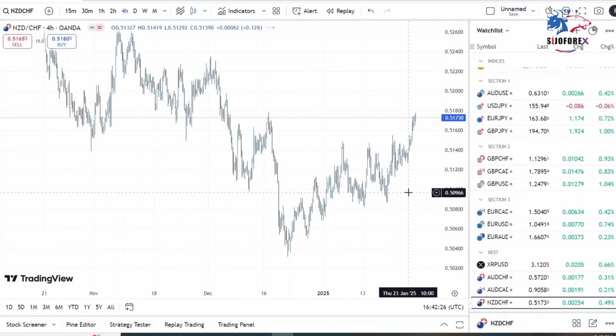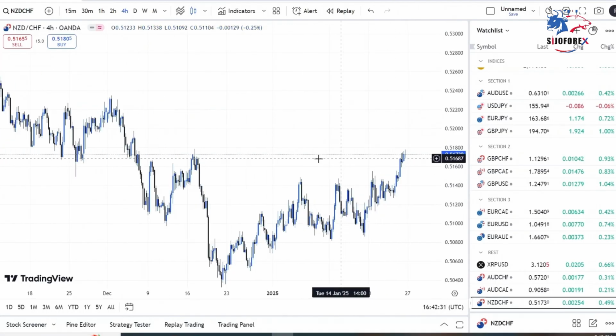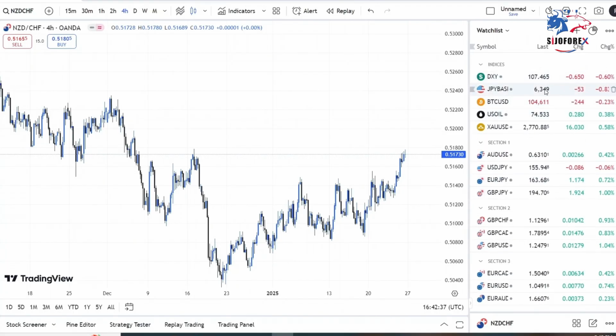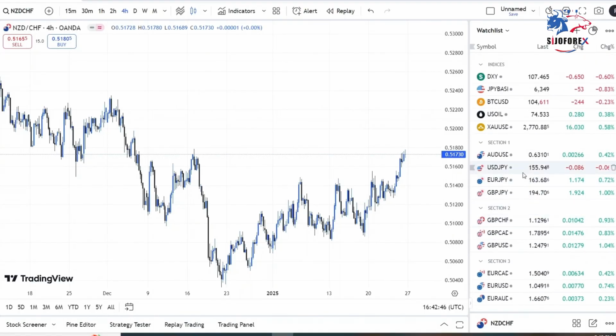So the next thing we're going to do right now is just to show you how this sheet works. So I think this section is quite easy because this way you can add the pairs you want to trade. If you take a look at this one, I had to put my pairs in order. So this is the DXY, this is the JPY basket.